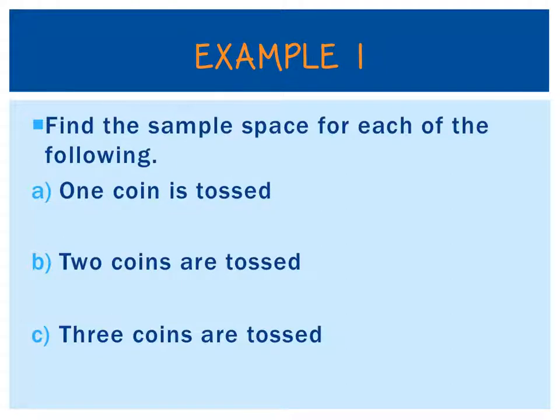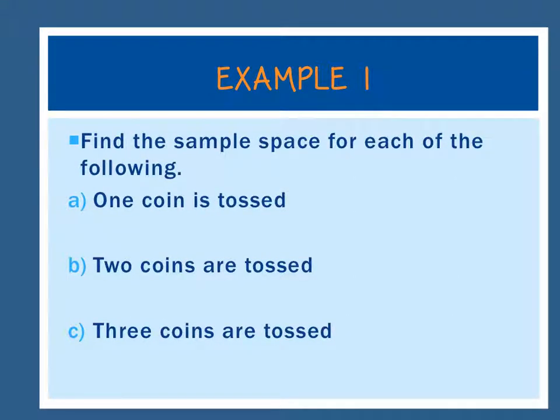So we're just identifying the sample space for each of the following. Yesterday and the day before, we were talking about how many elements would be in the sample space. Now you're identifying what those elements would be, which you did in a couple of questions. If one coin is tossed, what are the possibilities that could occur? You can either get heads or you could get tails.